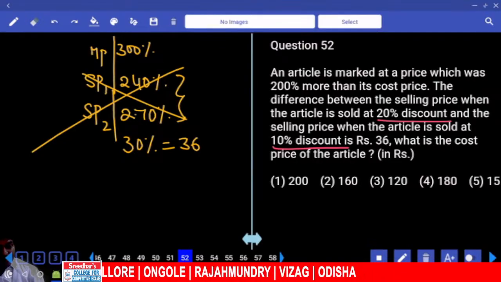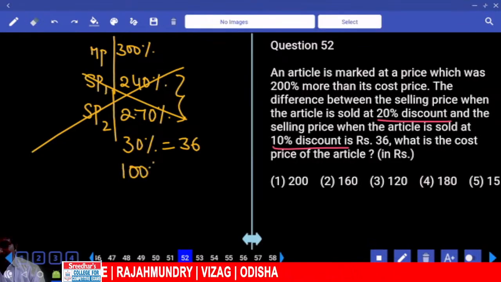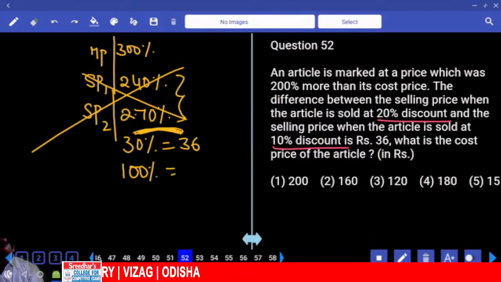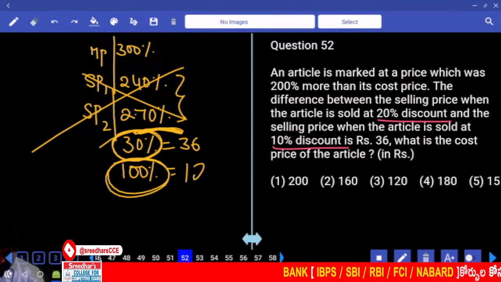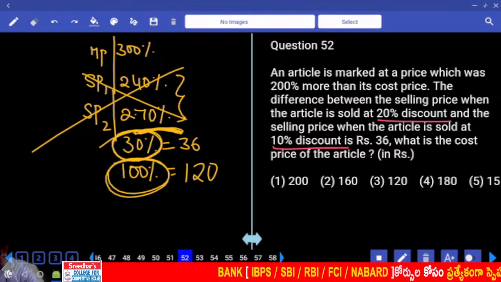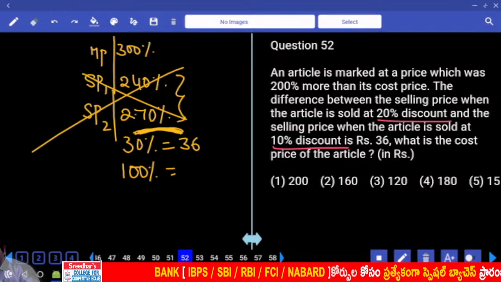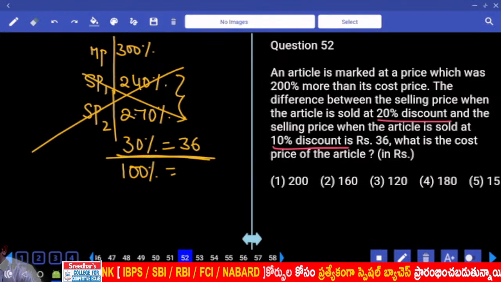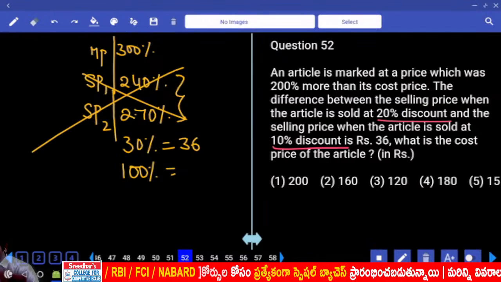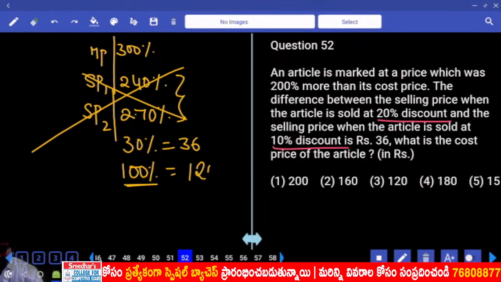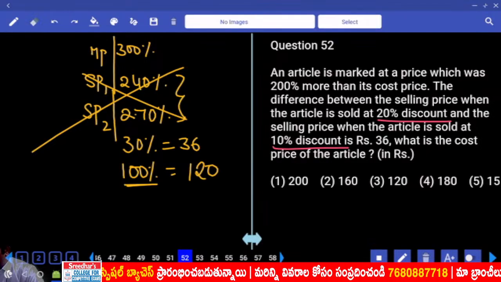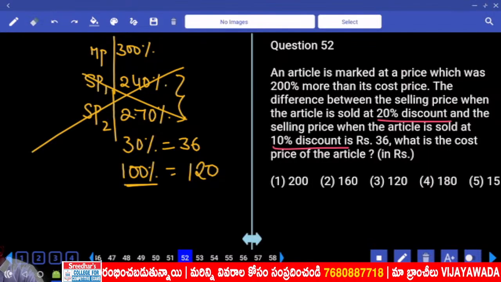You got it? Now what is the cost price? Cost price is equal to 100%. 30, 36. Identify the relation. How much more is it? Right hand side number, 6 is 20% of this number only. 20% of 100 is 20. 20 more, 120. Okay? Or, 30, 36, ratio. Left hand side to right hand side, 5 to 6. 5 parts is 100, 1 part 20, 6 parts 120. Either identify the relation or you go with the ratio concept.